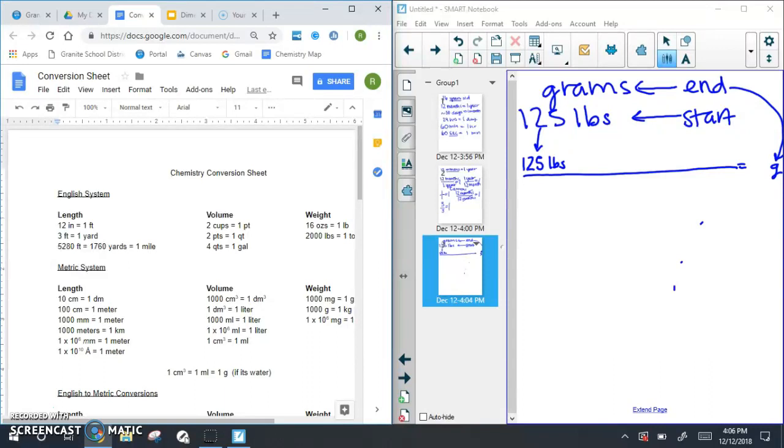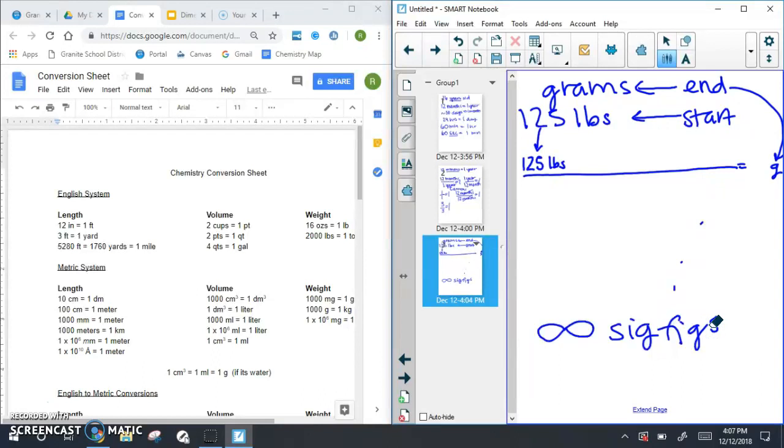Not 12.1, not 12.2. It is perfect. What you do with perfect numbers is they have an infinite amount of significant digits. So I want you guys off to the side. I can't actually draw on the Google Doc, but right next to English system, if you want to just put an infinity sign to help you remember that has an infinite amount of sig figs, do that right now.